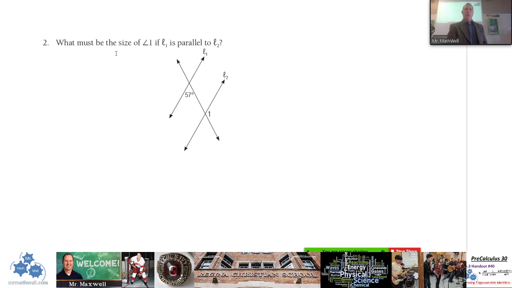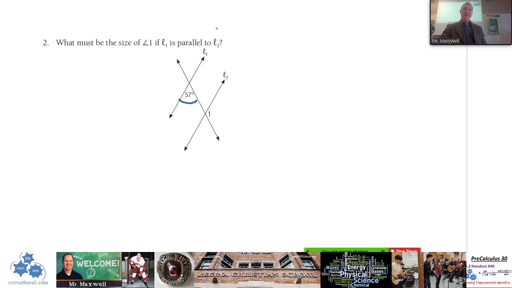Okay. What must the size of angle 1 be? There's one final question for this page. What must the size of angle 1 be in order for L1 and L2 to be considered parallel? What do you think? Okay, one of the answers is 123. Anybody have a different answer or confirm that? Why would you say 123? Go ahead and explain. 57 degrees and it's complementary. Okay.